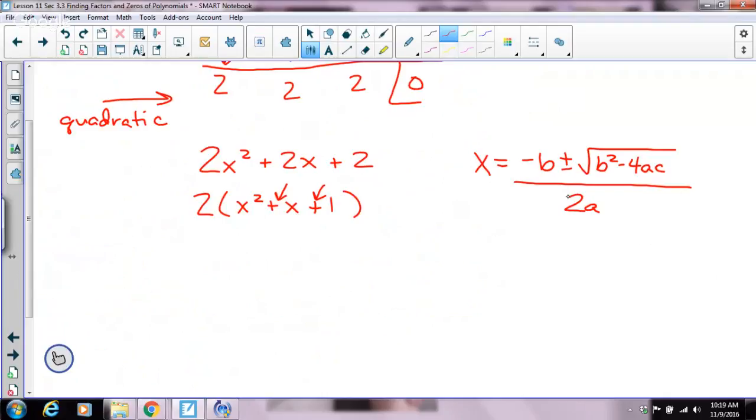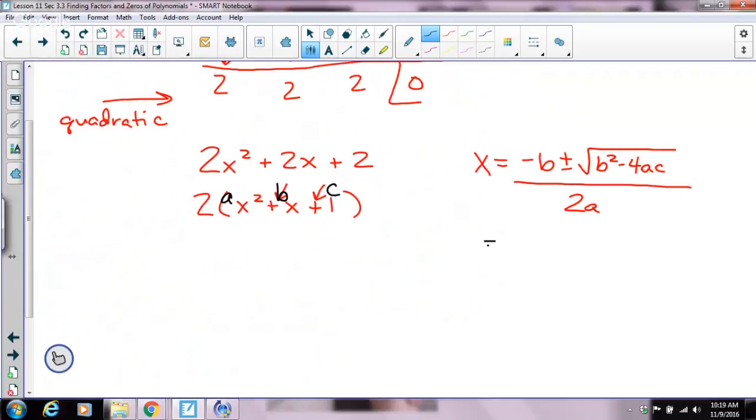Yeah, sing it. X equals negative b plus or minus square root b squared minus 4ac all over 2a. Now, what's a, what's b, and what's c? A is whatever the coefficient is with the x squared term. B is the coefficient with the x term, and C is the constant.